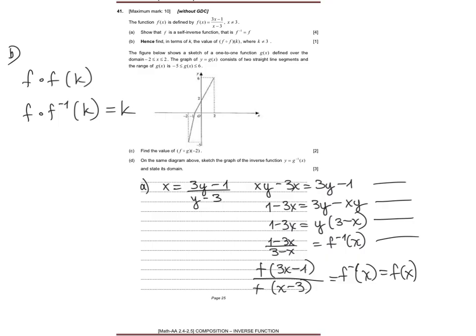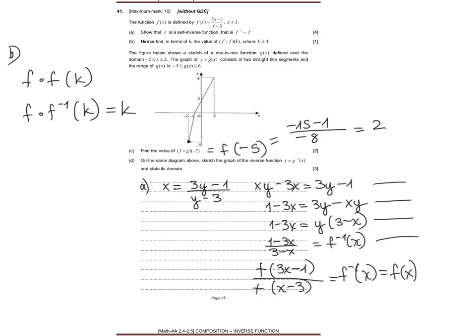The figure below shows a sketch of a one-to-one function defined over the domain (-2 to 2). The graph of y equals g at x consists of two straight line segments, and the range is that. Find the value of f of g at (-2). Okay, so this is g. So g at (-2) is (-5). So this is f at (-5). So we just need 3 times (-5) minus 1 over (-5 minus 3), which is (-8). So that's (-16) over (-8), 2.